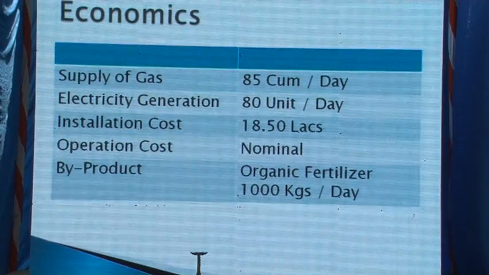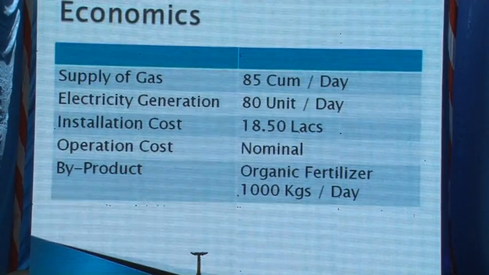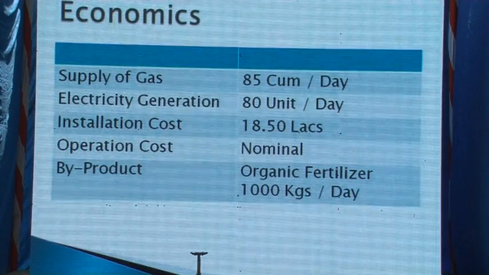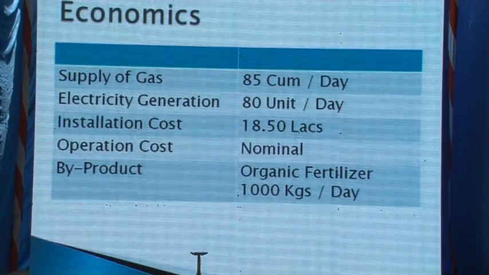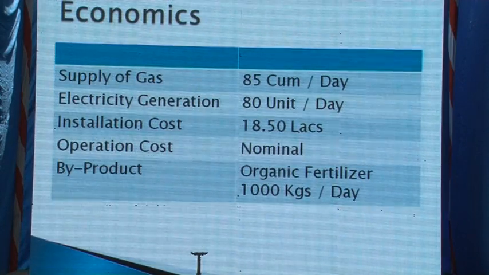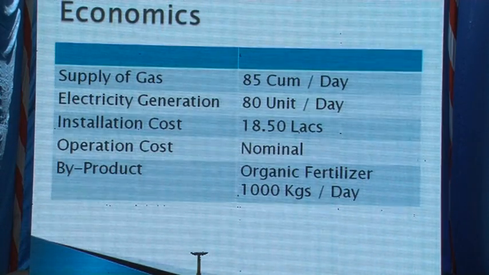Our installation cost of this project is 18.5 lakhs. Operation cost is very nominal. But as a by-product we are getting organic fertilizer, that is 1000 kgs per day.